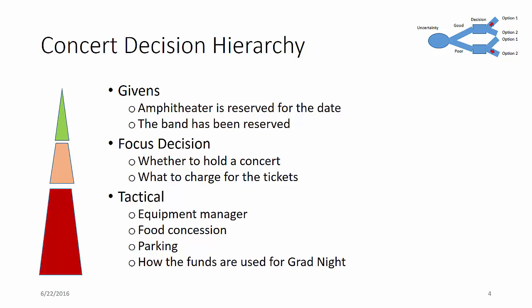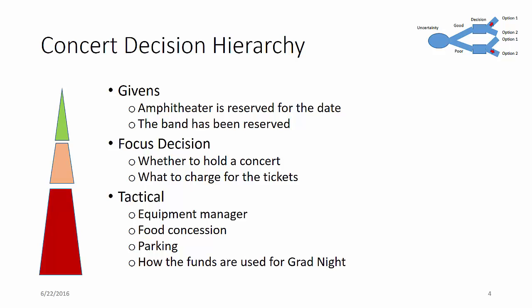We have constructed a decision hierarchy, and the decision hierarchy consists of three parts: givens, the focus decisions, and tactical. One thing about the decision hierarchy is it should only represent decisions that we need to make. It does not include uncertainties. We'll show uncertainties in the next slide.